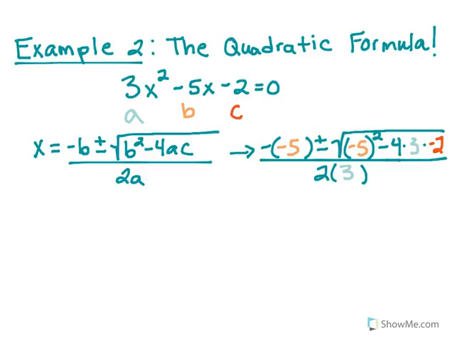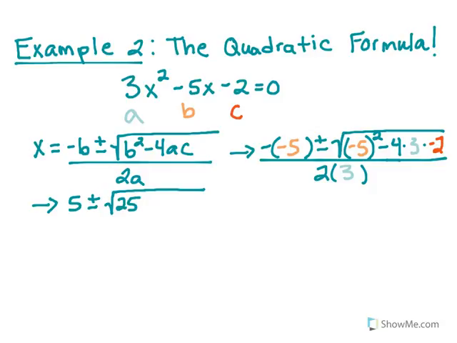So we are going to start cleaning this up. When we negate a negative, that becomes positive, so this is going to be positive 5 plus or minus the square root. And negative 5 squared, if you use your calculator to double check anything like this, you have to make sure that your number with its negative sign is in parentheses. Otherwise, it's not going to work the way that you need it to. So negative 5 times negative 5 is positive 25.